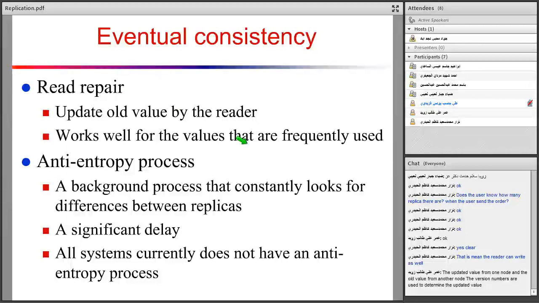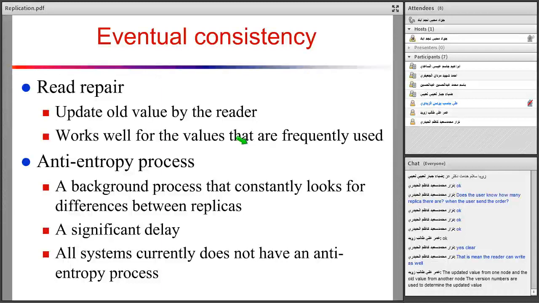Omar asks, say the updated value is from one node and the old value from another node, the version number is used to determine the updated value. Yes, Omar, it's right. Yes, thank you. The version number is used to determine the updated value.